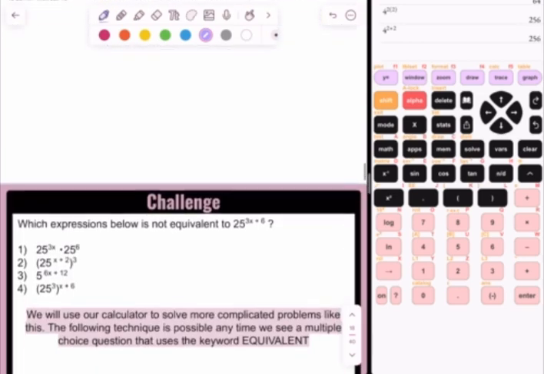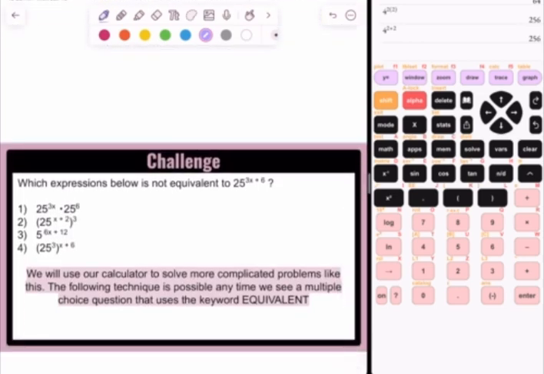And let's look at this challenge question. Which expression below is not equivalent to 25^(3x+6)? These answer choices look crazy, so we will use our calculator to solve more complicated problems like this. The following technique is possible anytime we see a multiple choice question that uses the word equivalent. So, you can make x any number you want. I'm just always going to make x 2. 2 is a nice simple number, but you don't want to use 1 because all the time, when you multiply 1 by a number, the number just stays the same. So we don't want to do that.